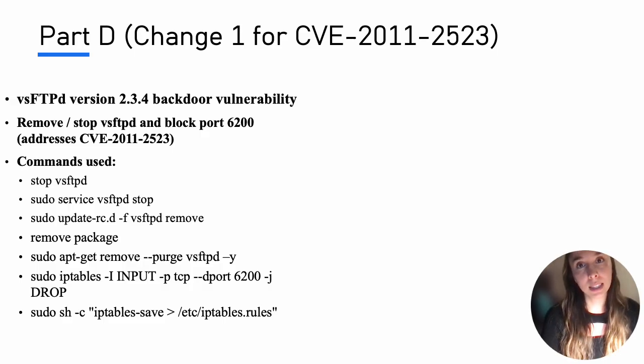After I applied these steps, an Nmap scan should show that port 6200 is closed or filtered, and that confirms that the system is no longer exposed to that CVE-2011-2523 backdoor vulnerability. So that demonstrates a successful mitigation of a critical vulnerability. I also wanted to mention that these are the commands that were used as well. You can see that one of them was to stop vsftpd, and so on.